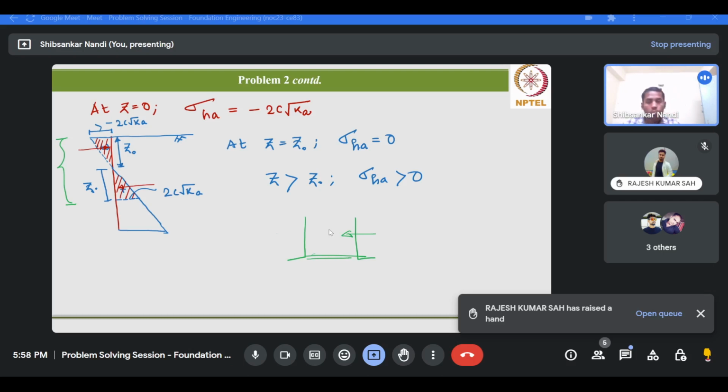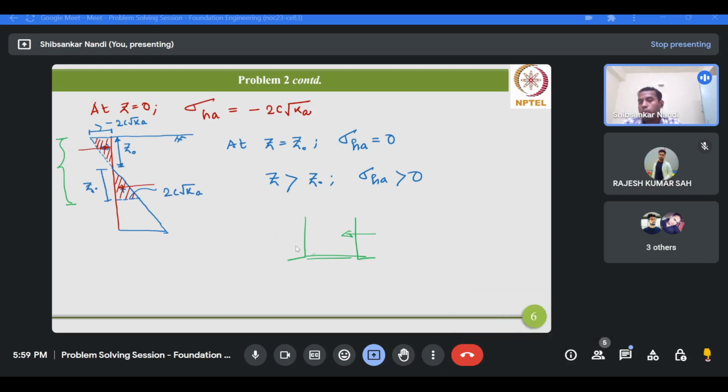Someone is having some query. You can ask me. In this figure or in this picture, at what distance is the force acting from the base? Which force? The resultant of this total distribution or the resultant of this individual distribution?